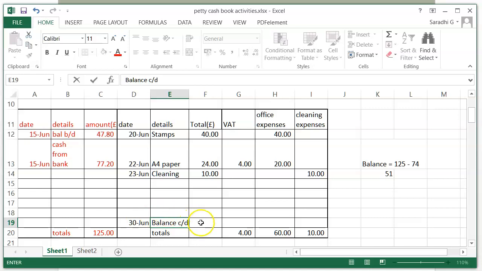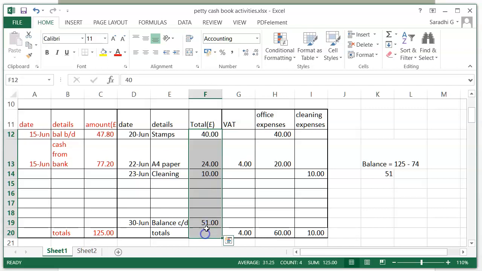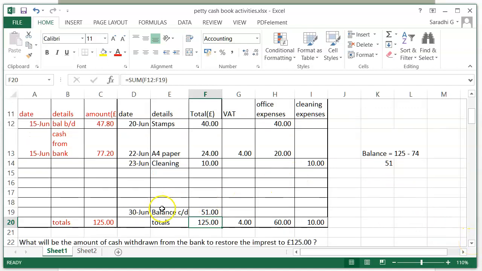So how much is the balance left over? We calculated it was 51 pounds. And then once you enter the balance, if you check the total on this side also, the total on this side is also 125. So the receipt total and the payments total are equal. For your petty cash book to be accurate, the totals should be the same after you enter the balance. So that's the balancing of the petty cash book.